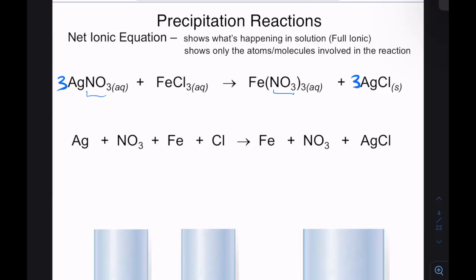In doing that, it now gives us 3 chlorides on the right. And we look on the left and we have 3 chlorides. There's 1 iron, there's 1 iron. So now we're balanced. Okay, that one's fairly straightforward.